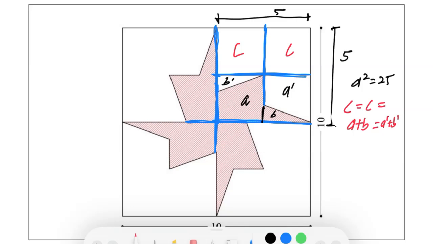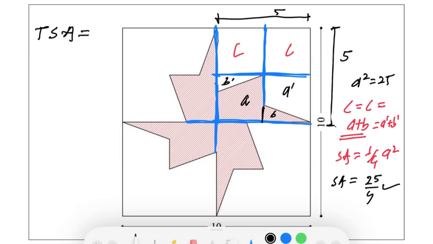That means we have 4 equal parts. How many parts are shaded? Only A plus B part is shaded. So shaded area is equal to 1 by 4 of A square. Okay, this is what we have determined. So therefore SA, that is your shaded area, is going to be 25 by 4. Clear? But when we talk about total shaded area, that is going to be 4 times 25 by 4.